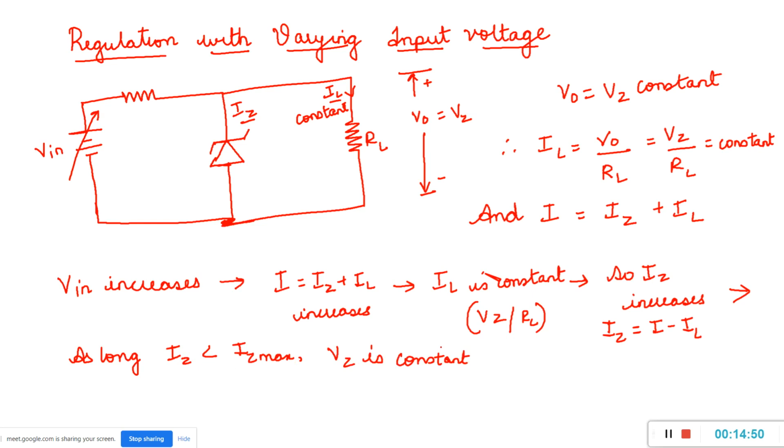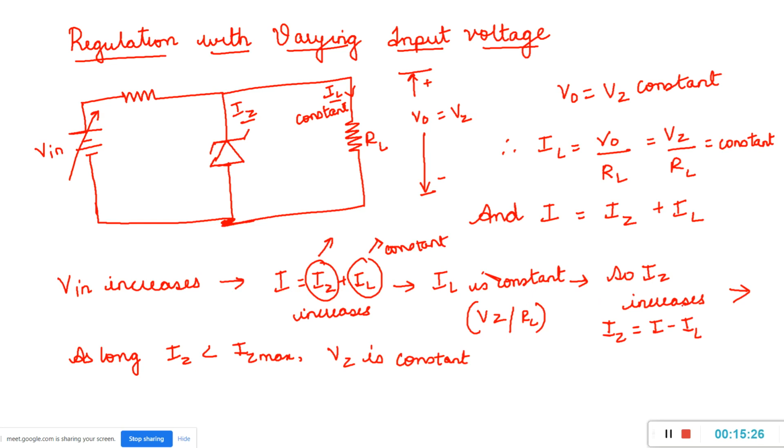So a constant output voltage is provided here. You can see that whenever the input voltage increases, current also increases. I is equal to Iz plus IL. IL is constant, so only Iz can vary. Total current is equal to Iz plus IL, but IL is constant. Whenever I increases, only Iz increases.